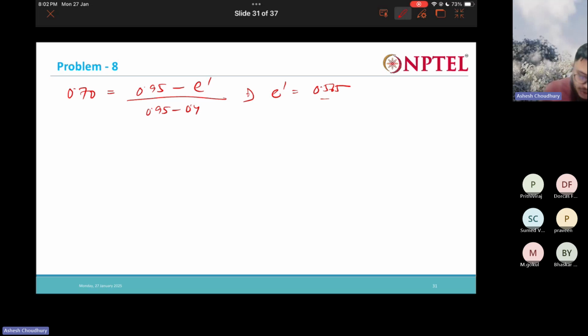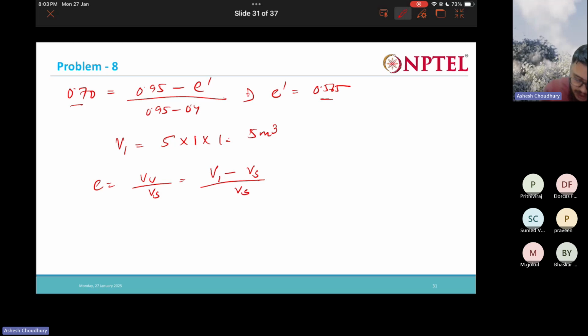The recordings will be made available, so you can see the last two problems later. So for 0.7 I have a void ratio of 0.565, right? Now initially the volume, let us take it as 5 into 1 into 1, which is 5 meter cube. Now the volume is reducing, right? When I compact it further, when I densify it further, the volume is going to reduce. So now e is what? Volume of voids by volume of solids. Volume of voids I can write as V1 minus Vs by Vs. From here, if e is 0.70, I can get Vs as 2.94 meter cube, right? And V1 is this one.